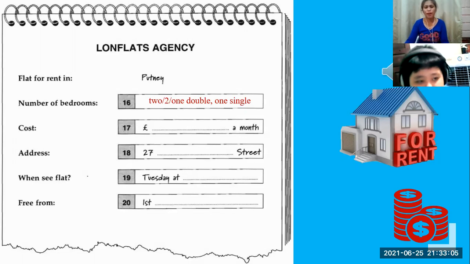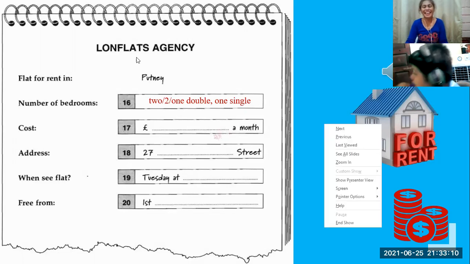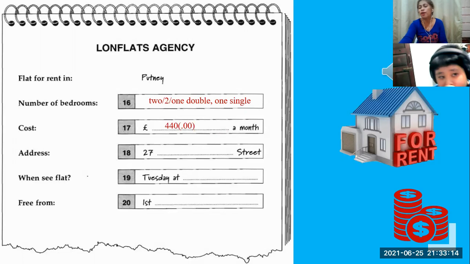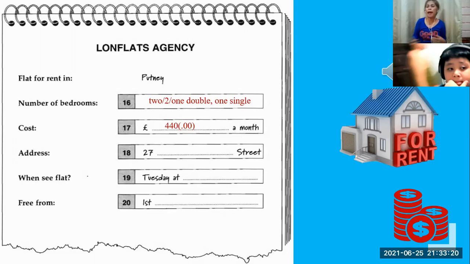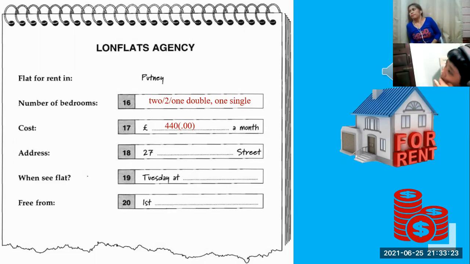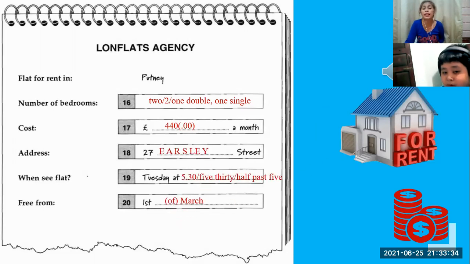I don't know, right? Okay, it's 400. How much is it? It is 440, teacher, 440. Next, the address. What is the address, Ben? I don't remember, teacher. The address is... Oh, I told you to repeat it. Okay, the address is Bearsley.